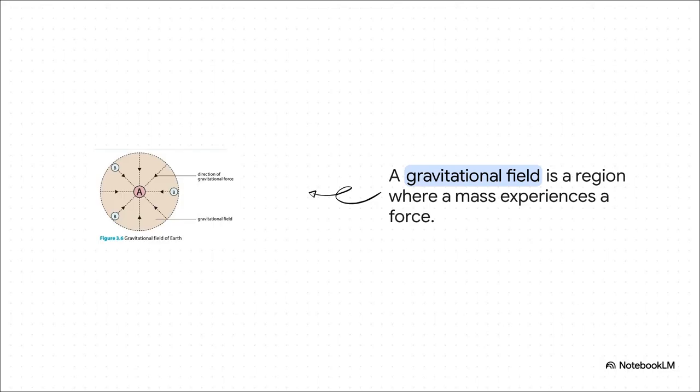So why does this weight force even exist? It's because any object with mass, like our planet Earth, creates something called a gravitational field all around it. You can kind of think of this field like an invisible area of influence. So when another object with mass, like you or me, enters this region, it experiences a pull, a force of gravitational attraction. That pull is its weight.